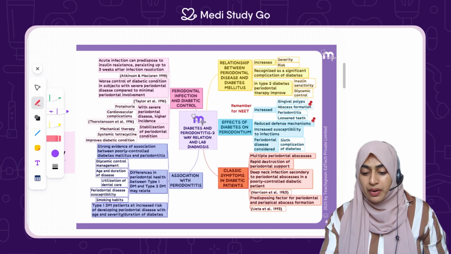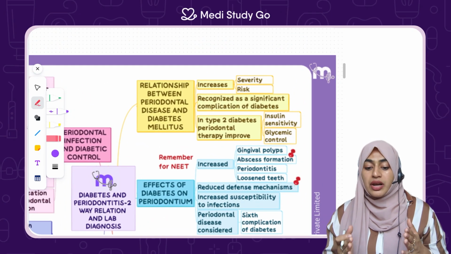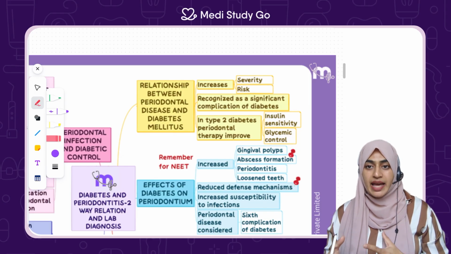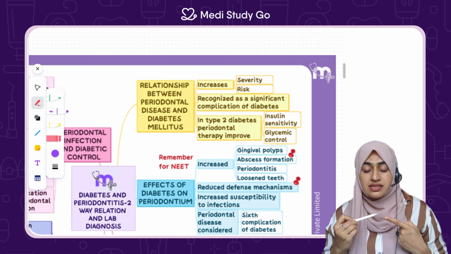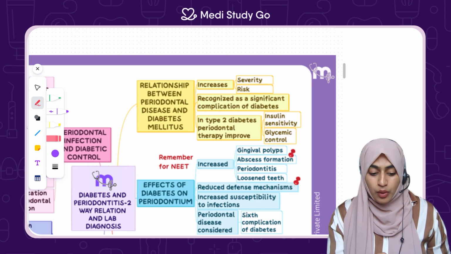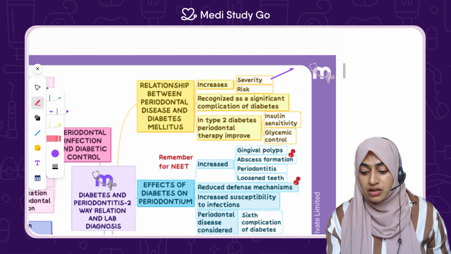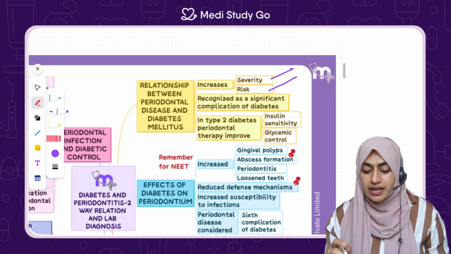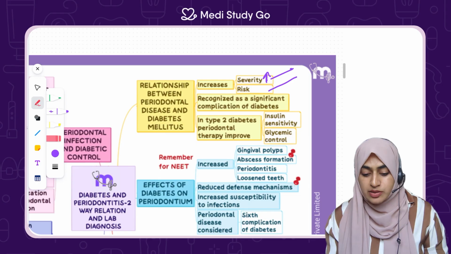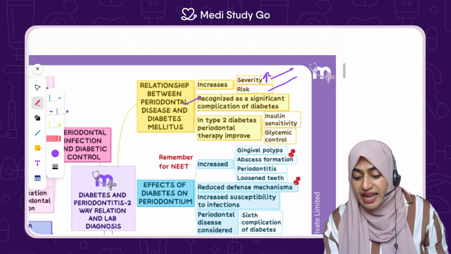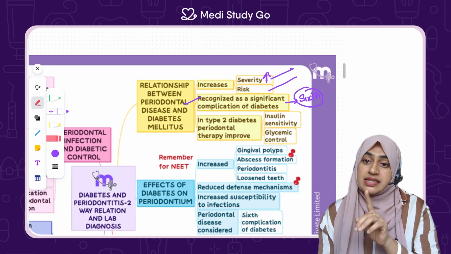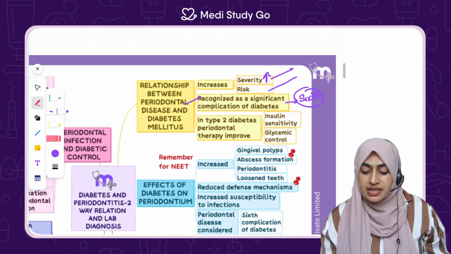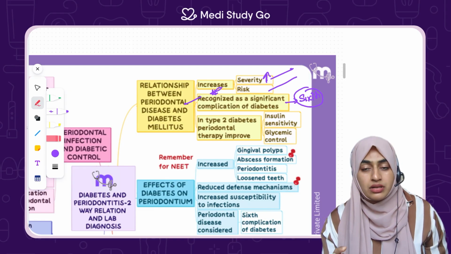Okay, now the first part we are looking at is the relationship between periodontal disease and diabetes mellitus. Now first of all, when there is diabetes, it increases the risk of periodontitis. Okay, and also if there is already existing periodontitis, it increases the severity as well. Next, it is defined as the sixth complication of diabetes. So periodontitis is termed as the sixth complication of diabetes, and this is a very important question.